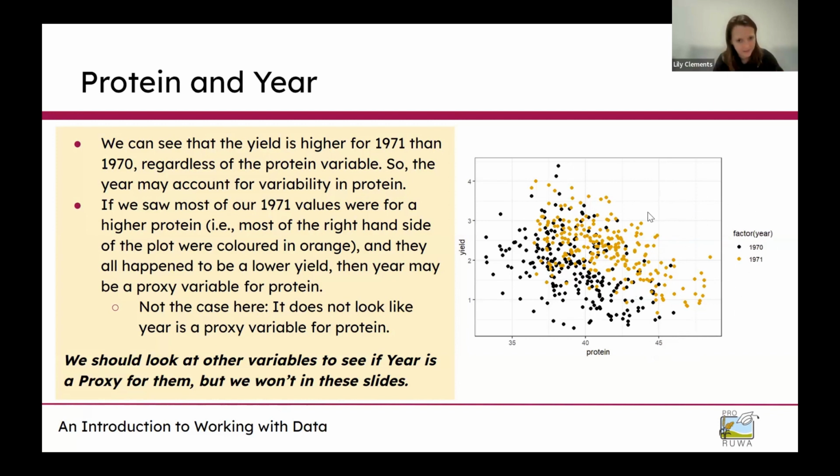But this is not the case here. It does not look like year is a proxy variable for protein. We should look at other variables to see if year is a proxy for them, but we won't in these slides.